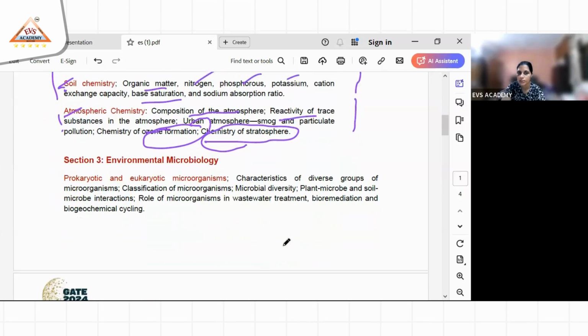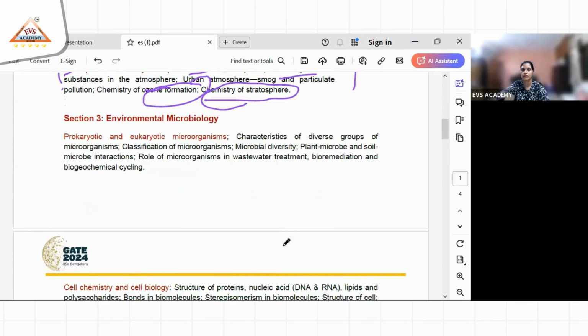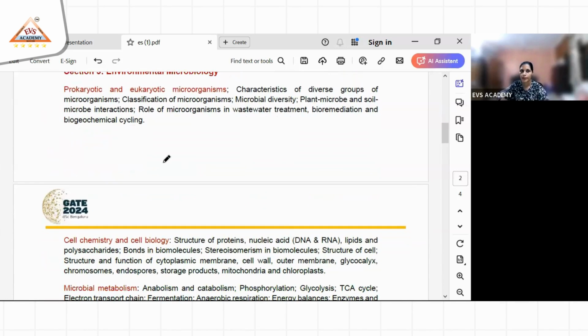The next section is environmental microbiology, in which we deal with the microbiological part. First of all, we should know about prokaryotic and eukaryotic microorganisms. Basic things: the characteristics of diverse groups of microorganisms, how we classify microorganisms, microbial diversity, plant microbe and soil microbe interaction, role of different microorganisms in wastewater treatment, bioremediation and biogeochemical cycling.